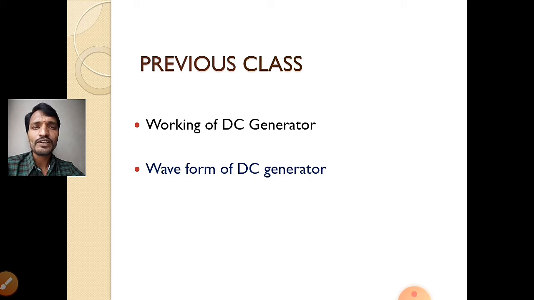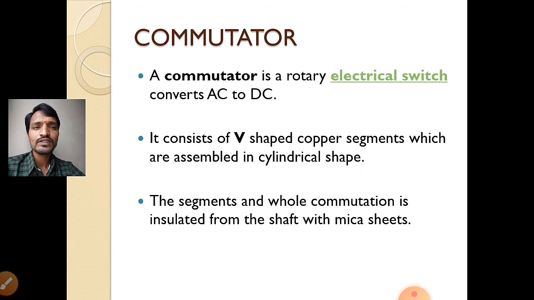To convert the waveform from AC to DC in a DC generator, we require a commutator, okay. A commutator is a rotary electrical switch that converts AC to DC. This commutator is a rotating switch which converts the AC waveform to DC, okay.